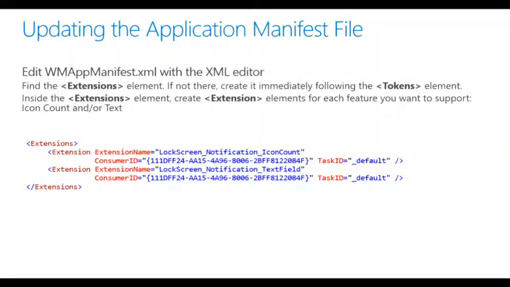And then, if you want to be one of the apps that the user can select as one of the little summary, the 5 along the bottom, you need to put that top extension in, the extension name lock screen notification icon count. If you want to be the app that supplies the detailed information, where the calendar usually is, then you have to put that second extension element in, lock screen notification text field. And of course you can do both.